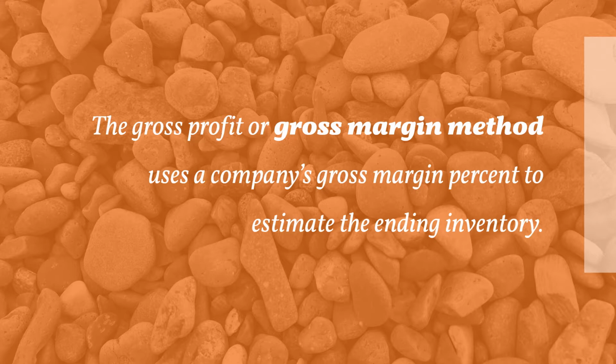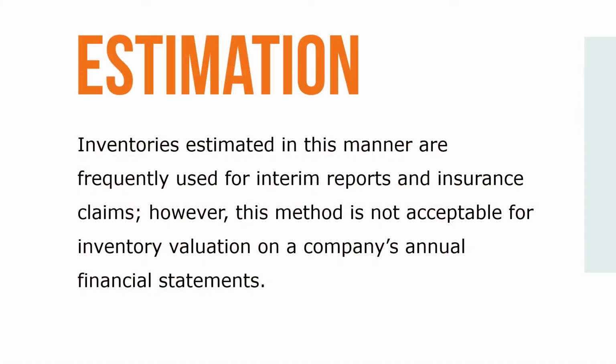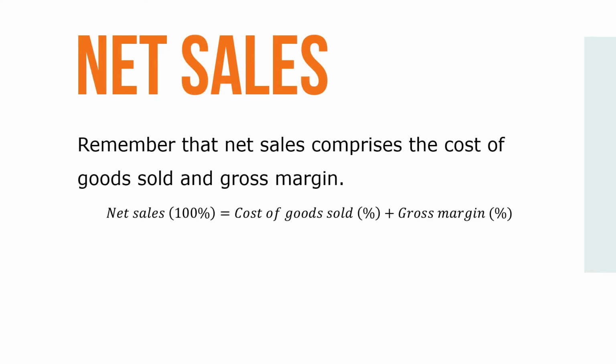The gross profit or gross margin method uses a company's gross margin percent to estimate the ending inventory. This method assumes that a company maintains approximately the same gross margin from year to year. Inventories estimated in this manner are frequently used for interim reports and insurance claims. However, this method is not acceptable for inventory valuation on a company's annual financial statements. Remember that net sales comprises the cost of goods sold and gross margin, where net sales 100% equals cost of goods sold plus gross margin.